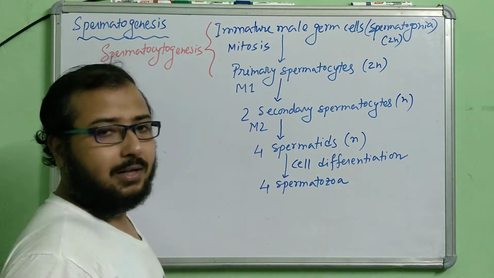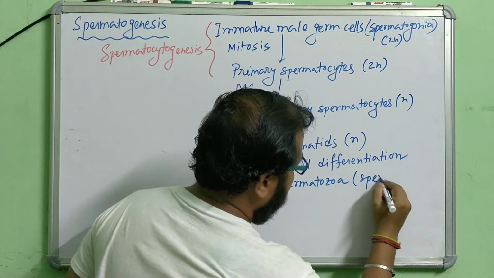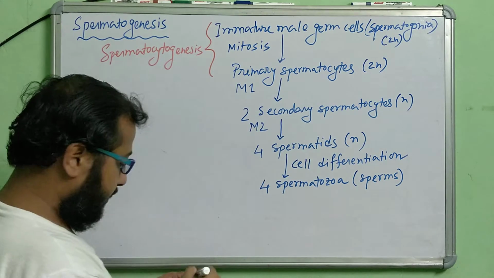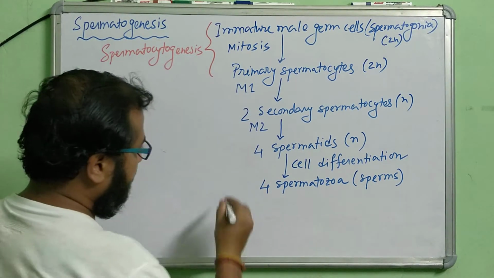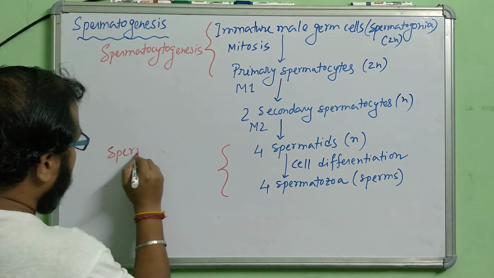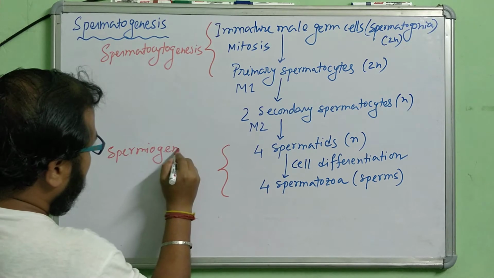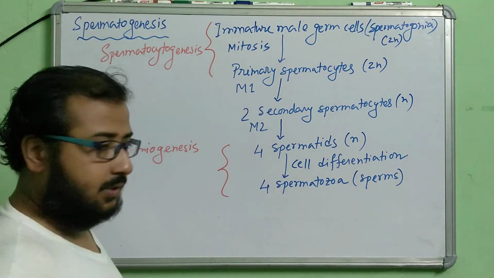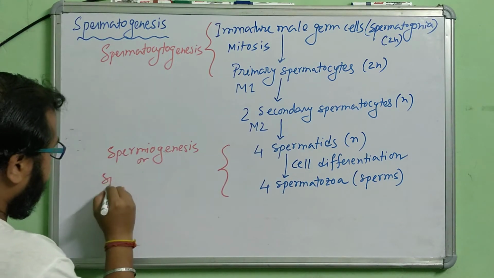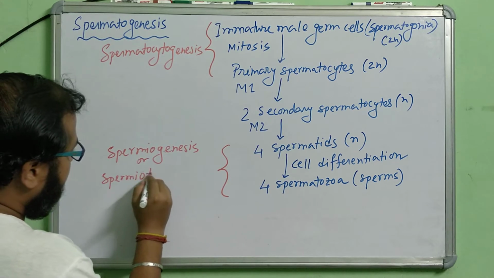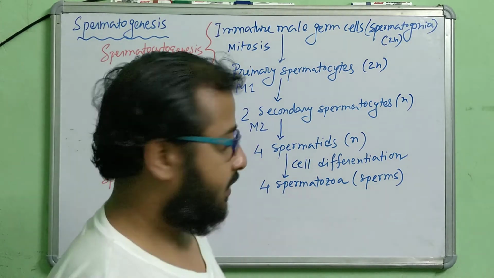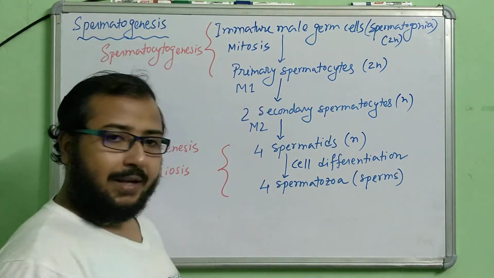And this is nothing but sperms, the male gametes. This stage is known as spermiogenesis, that is sperm formation, also known as spermioteliosis. Now we have the male gamete formation done.